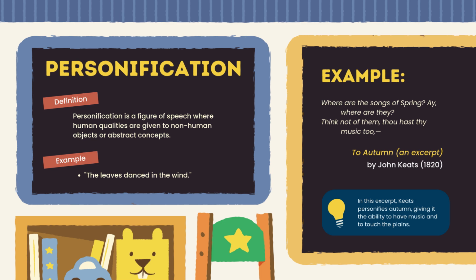Personification. Definition: personification is a figure of speech where human qualities are given to non-human objects or abstract concepts. Example: The leaves danced in the wind. Example: Where are the songs of spring? Ay, where are they? Think not of them, thou hast thy music too. To Autumn, an excerpt, by John Keats, 1820. In this excerpt, Keats personifies autumn, giving it the ability to have music and to touch the plains.